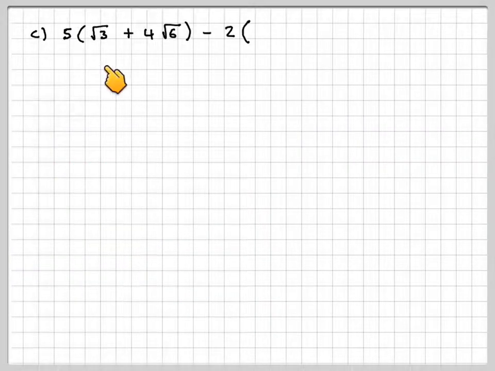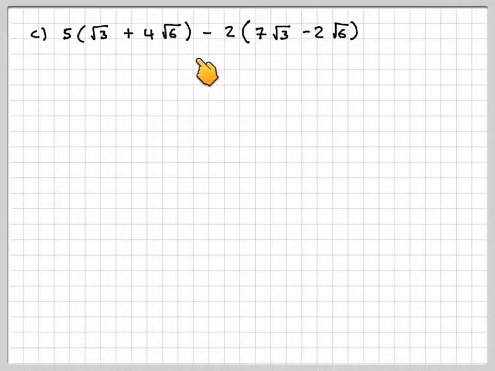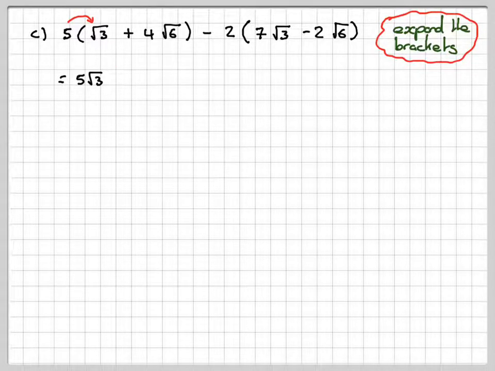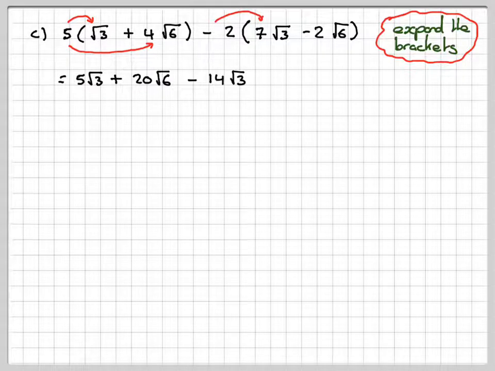Right, 5 root 3 plus 4 root 6 minus 2 brackets 7 root 3 minus 2 root 6. Now you're advised to proceed very carefully, doing plenty of stages of working out to avoid making mistakes. So expand the brackets. 5 times root 3, like normal algebra, becomes 5 root 3. And then 5 times 4 root 6: 5 times 4 is 20 root 6. Minus 2 times 7 root 3 becomes minus 14 root 3.